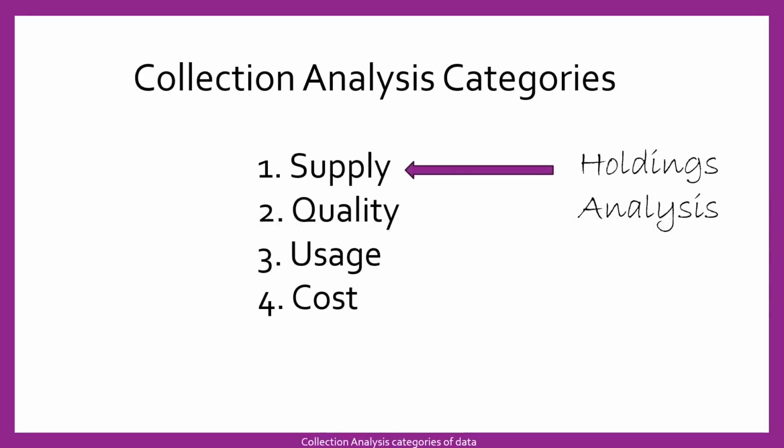Holdings analysis is one aspect of collection analysis. Generally speaking, we think of collection analysis data and measures in terms of 4 categories. The first is supply, which includes holdings analysis. Second is quality, which includes journal rankings and citation-based metrics. Third is usage, which includes numerous measures such as COUNTER item requests, link resolver clicked services, ILL requests, and print serials browses. And finally, the fourth is cost.